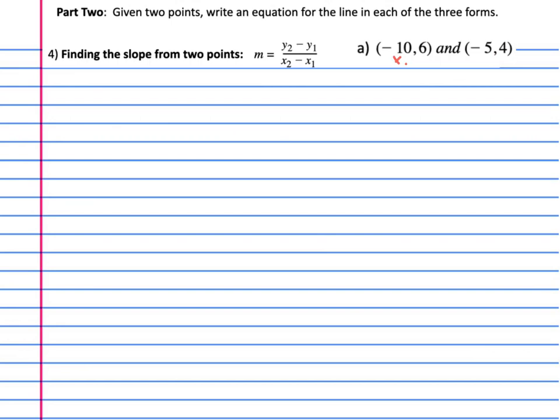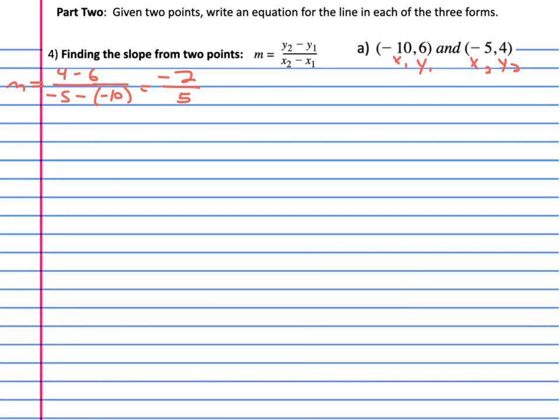And you should be able to know that x1, y1, x2, y2, so that when we solve for this, we say y2, which is 4, minus y1, which is 6, over x2, negative 5, minus x1, negative 10. Okay, and when we start to simplify this, we get negative 2 over, and negative 5 minus negative 10 is the same as negative 5 plus 10, or 5. So we've got a slope, m, I should write this, of negative 2/5.